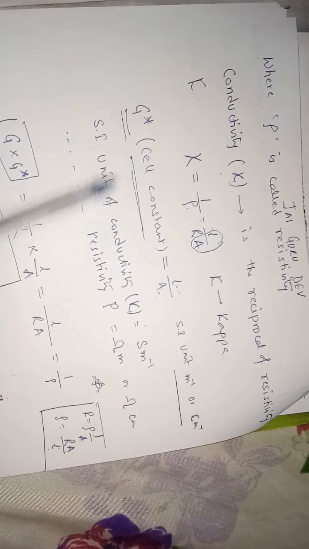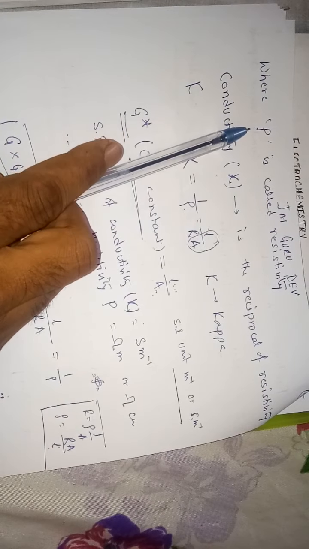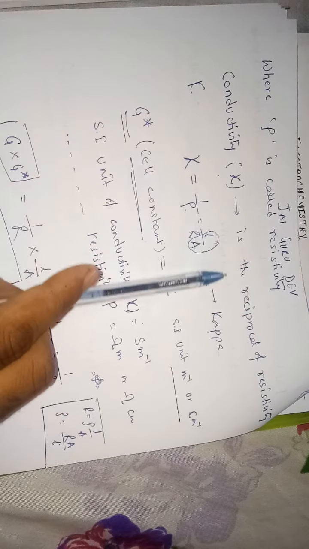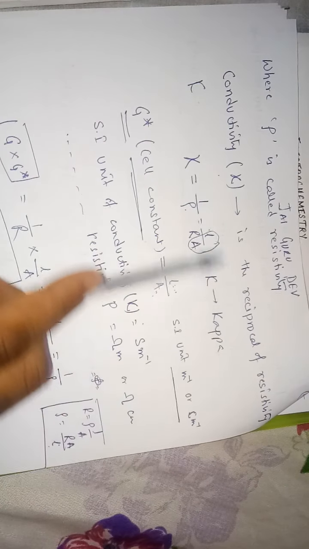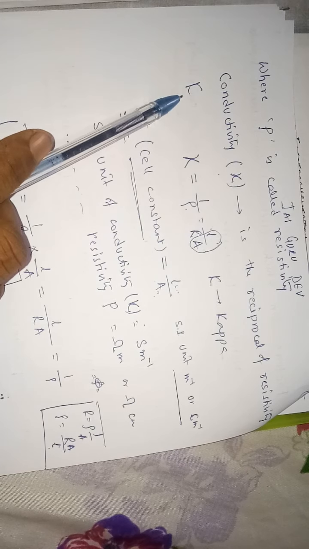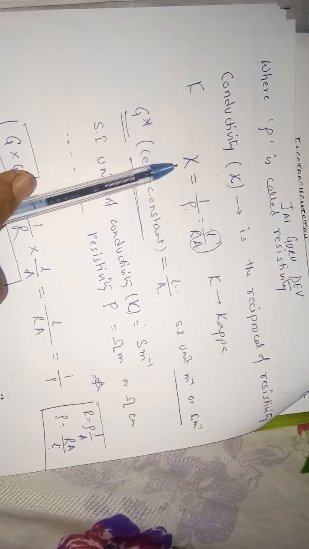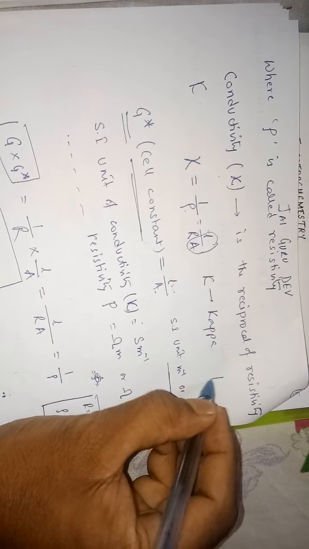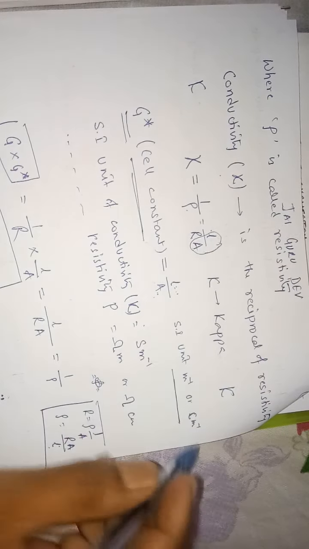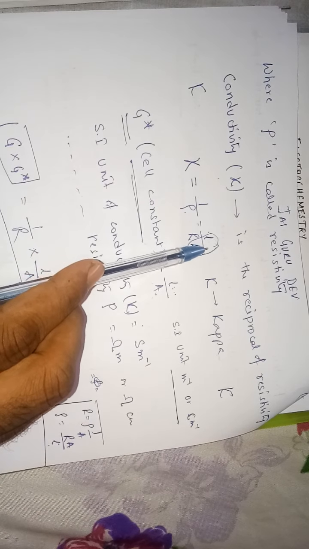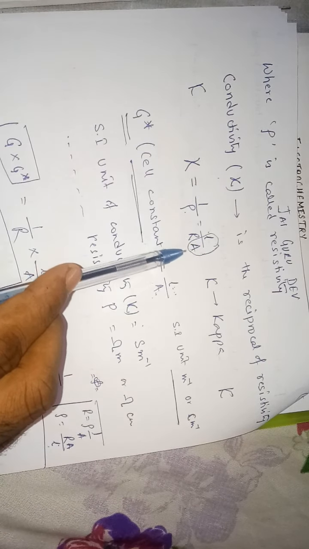So after this, we are taking the rho that we have taken. That one is called resistivity. Now conductivity is the reciprocal of resistivity. If I take inverse of rho, that is conductivity kappa. So conductivity kappa, this is called kappa. Actually it is written like that. Kappa equal to 1 upon rho. This equals L by R into A.